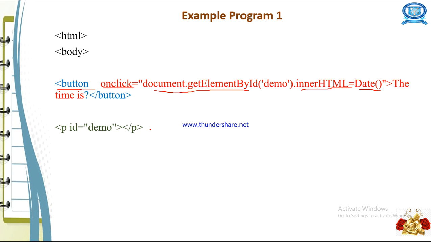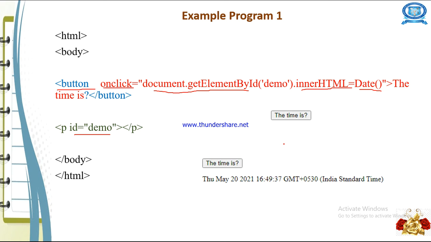Next, by using this demo, you are assigning the demo value to the particular ID and display the output. Close the body and the HTML. So in this program, we get the output. First run this program and the first output is "The time is". Just click this button, then you get the next output, the today time. So this is the output.